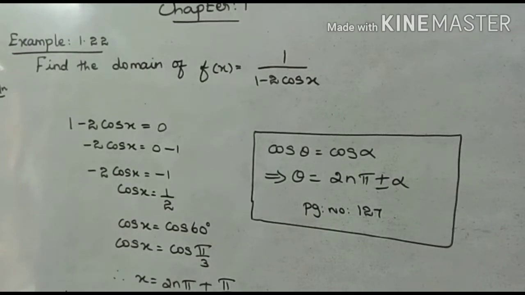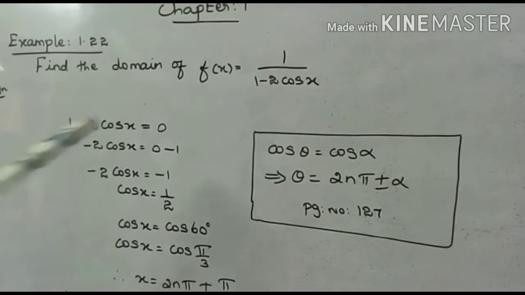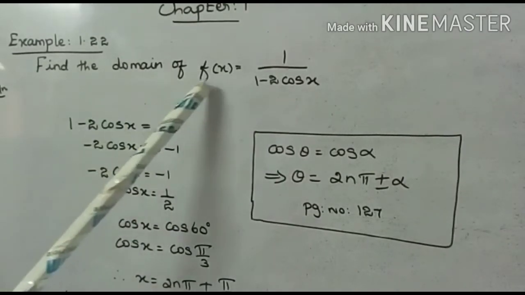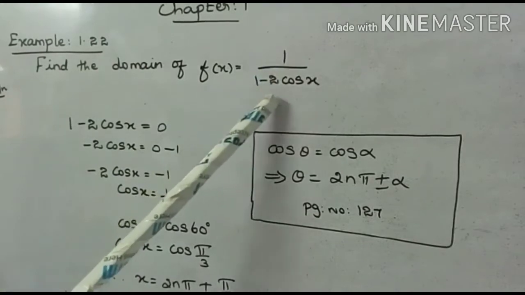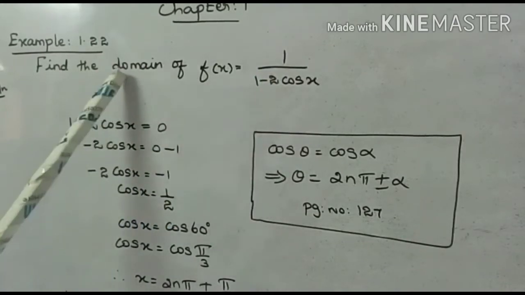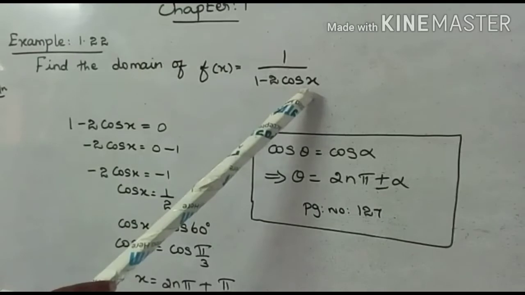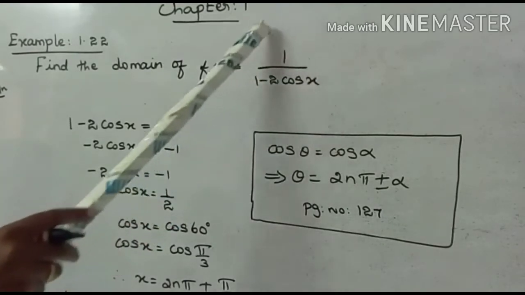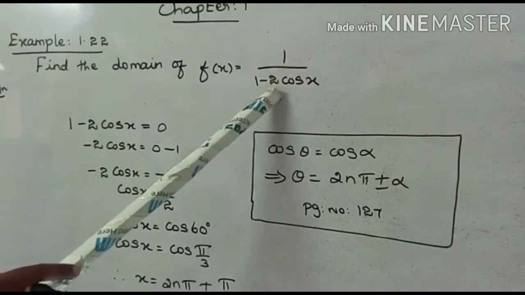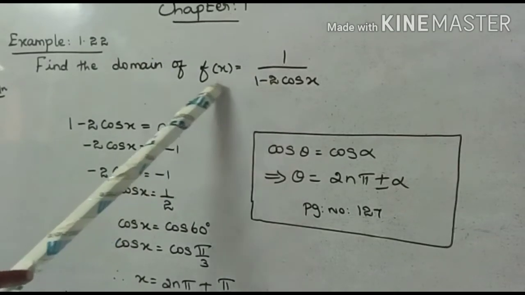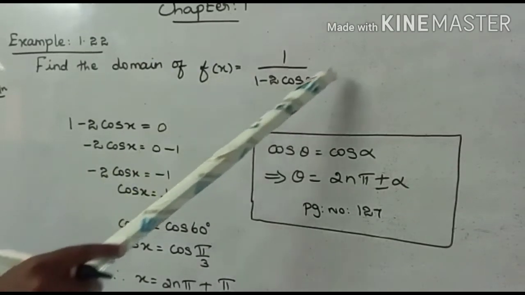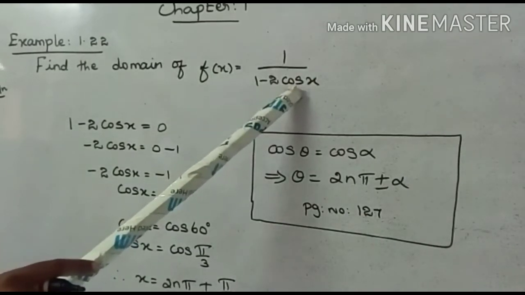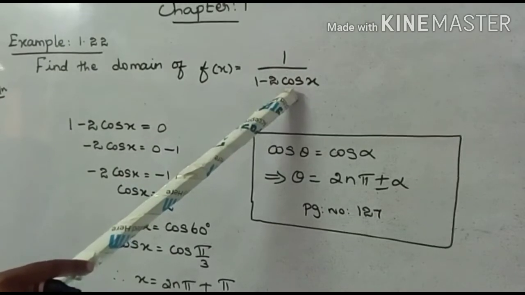Example 1.22. Find the domain of f of x equal to 1 by 1 minus 2 cos x. Domain means we find the x values. Listen, this is a fraction. If the denominator is equal to 0, we cannot find the f of x value, as an indeterminate form is formed. So the denominator should not equal 0. We find out that value.